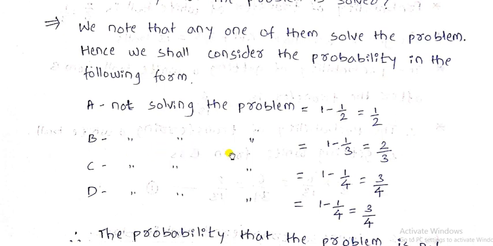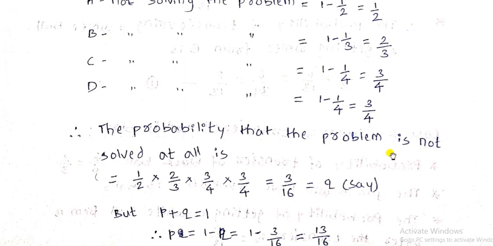Similarly, B not solving the problem is 1 minus 1 by 3, which is 2 by 3. Similarly C and D give 3 by 4 and 3 by 4. Hence the probability that the problem is not solved at all is found by multiplying all the results: 1 by 2, 2 by 3, 3 by 4, 3 by 4, which gives 3 divided by 16. This is the Q value.